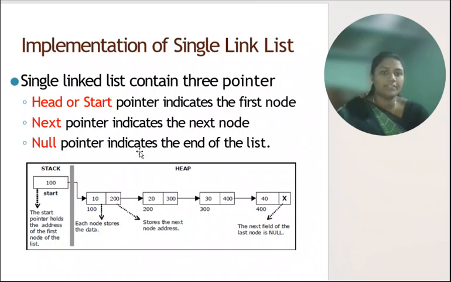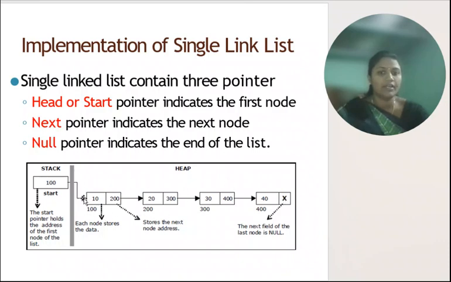This is the implementation of a singly linked list. So here we have the list, where 100, 200, 300 and 400 are addresses. The data part is 10, 20, 30 and 40. These are the data. Here 200 is the address of the next node, 300 is the address of the next node and 400 is the address of the next node. So here at last we have a null value, that is the end of the list.